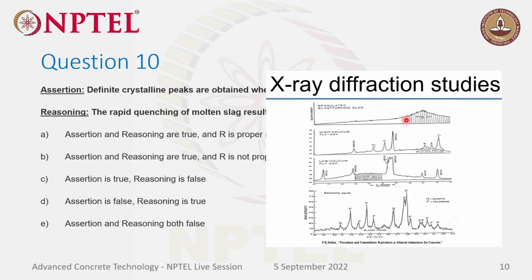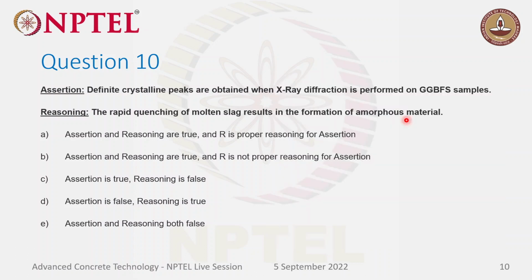If possible, please check out the X-ray diffraction plots for air cooled slag as well as rapid quenched slag. Then you'll get to understand. Sorry, I would have put it here, but I forgot to differentiate between air cooled and rapid quenched slag. The reasoning says rapid quenching of molten slag results in the formation of amorphous material. That is true. So obviously the answer is: assertion is false but reasoning is true.